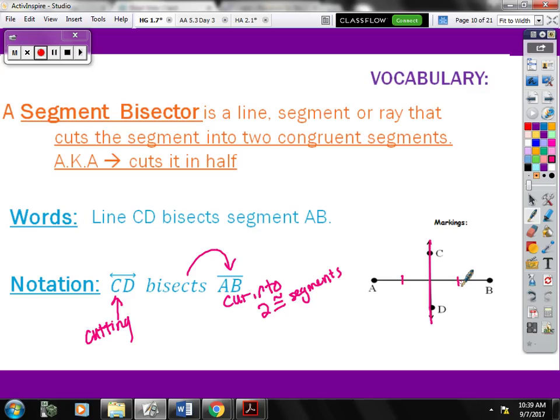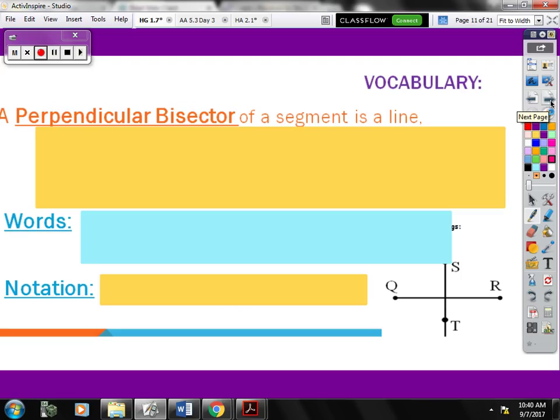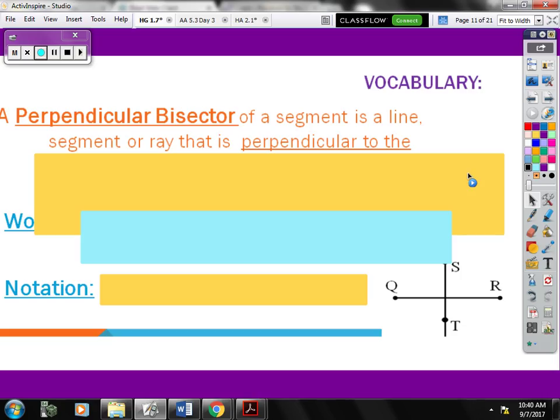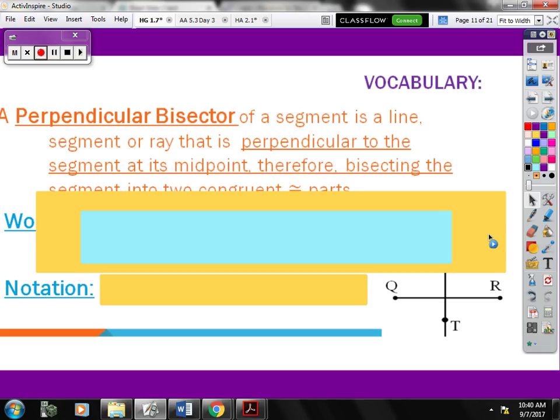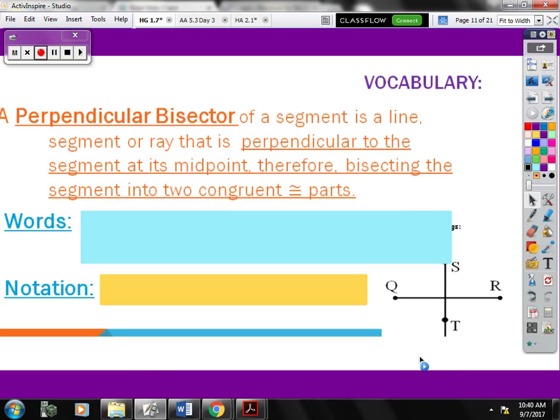All right, now the next one is our perpendicular bisector, which takes perpendicular and segment bisector and puts it into one. But instead of saying it is perpendicular and a segment bisector, they omit the word segment. So it does two things. The perpendicular bisector is perpendicular and a segment bisector. So it is a segment or ray that is perpendicular to, so you guys are just filling in the part that's underlined, perpendicular to the segment at its midpoint. Therefore, bisecting the segment into two congruent parts.